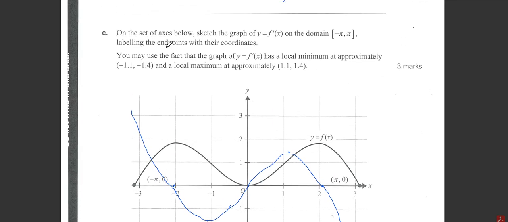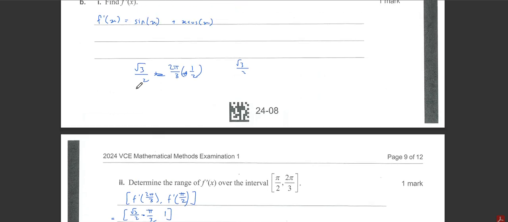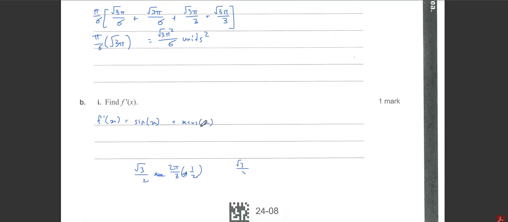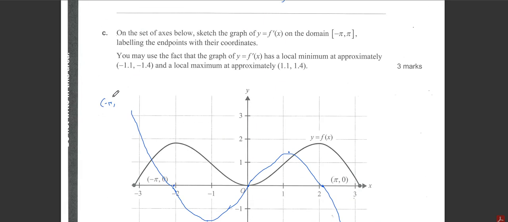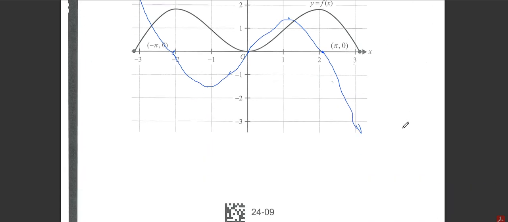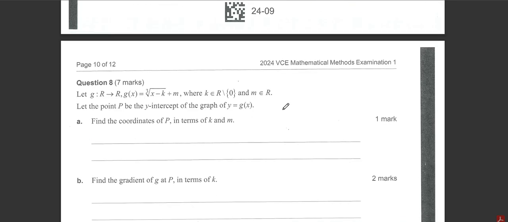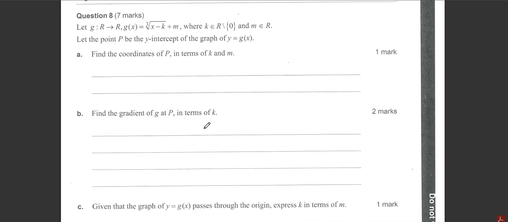And do we have to label anything? The endpoints. Okay. So negative pi, substitute that in, we get... cancels negative pi. And then over here it's going to be the opposite. Okay, last question. Wait, is it the last question? It's only question 8. Oh, wow. Okay, cool.